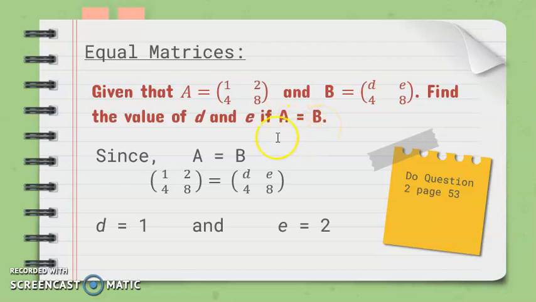Alright, so since these two matrices are equal, we can write matrix A equal to matrix B. Since they are equal also, we can say that the value of D is equal to 1 and the value of E is equal to 2 because they are equal matrices. Alright, now pause the video and I want you to do question 2, page 53.